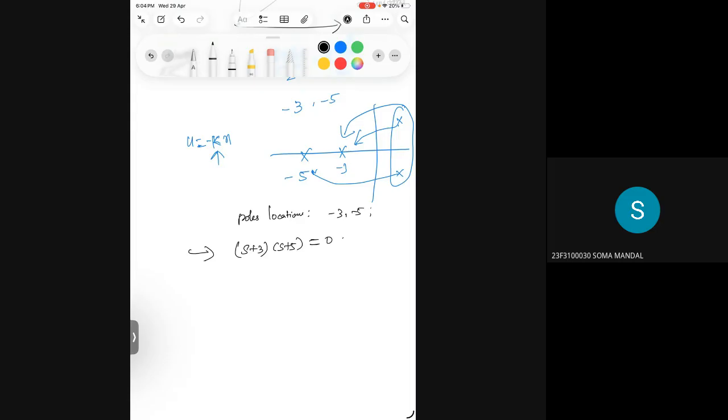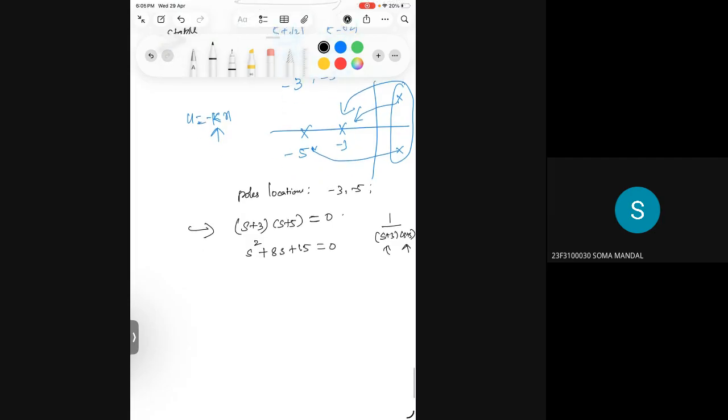So I'm writing from the back end. If my system should be like this, then what is the characteristic equation? If my system has to have a pole at -3 and -5, then the characteristic equation is (s plus 3) into (s plus 5). Then I'm equating it to 0 and finding the overall response, s square plus 8s plus 15 equal to 0.